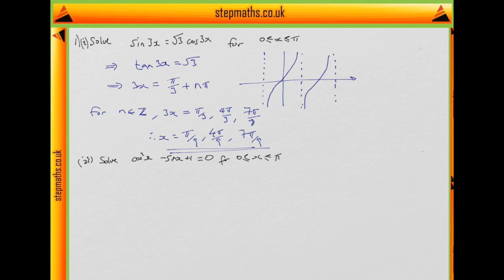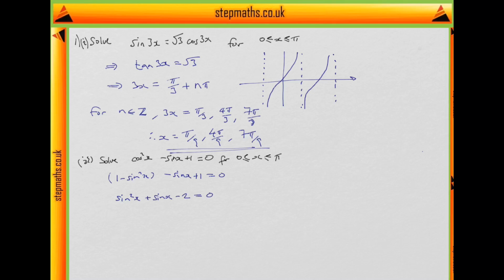Part II gives us cosine squared x minus sine x plus 1 equals 0. Now let's solve this again in the same range. What we do is rewrite the cosine squared x as 1 minus sine squared of x, minus sine of x plus 1 equals 0, or sine squared of x plus sine of x minus 2 equals 0.